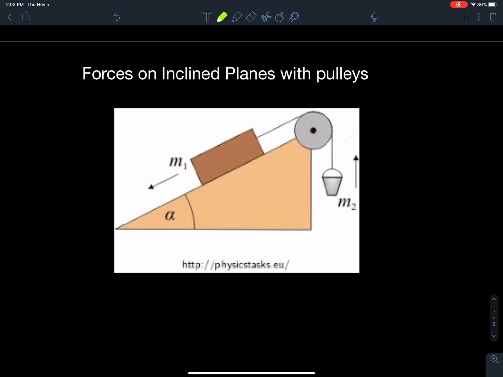Okay, so let's draw the free body diagrams, or at least the forces that are involved. That's the force of gravity. That's my normal force. And then that would be my force of tension acting in the opposite direction. That is being caused by the force of gravity of object 2. And that arrow would be my resultant force acting in that direction.